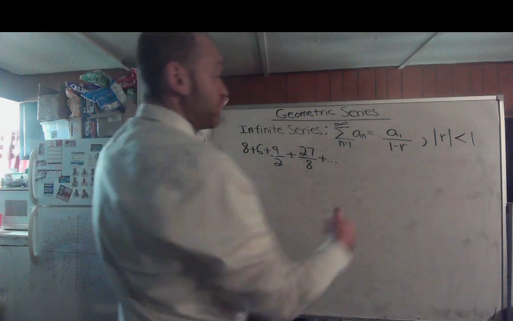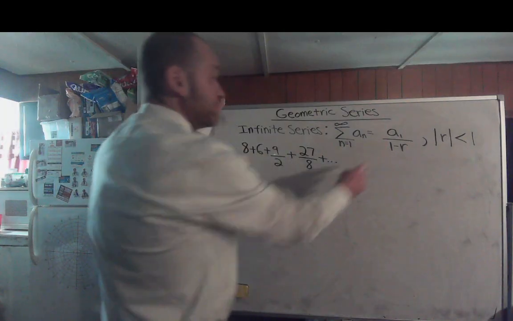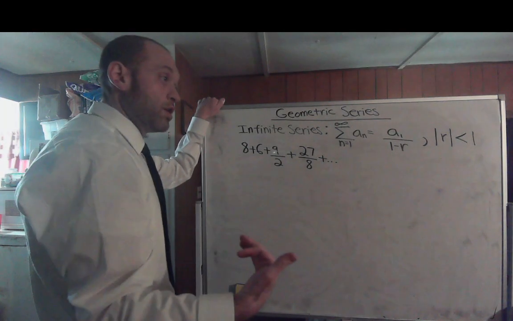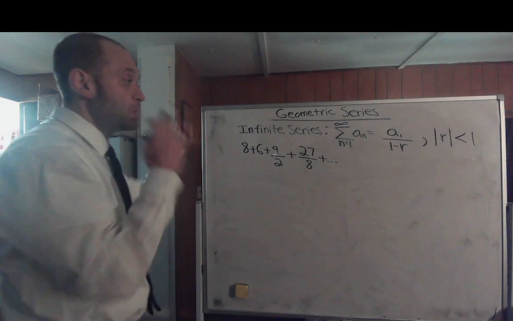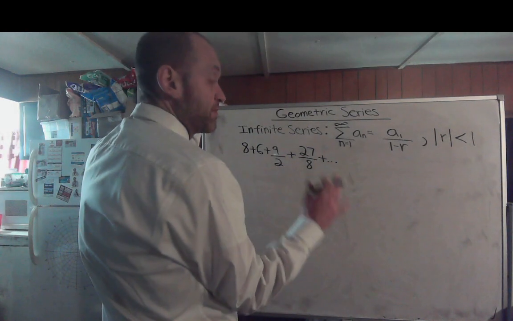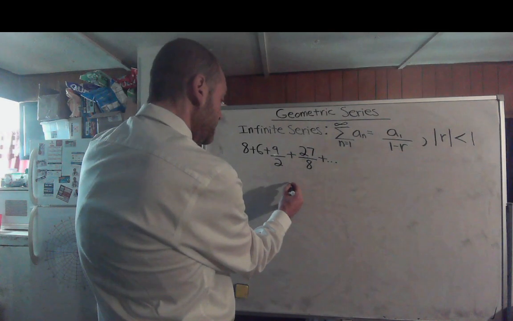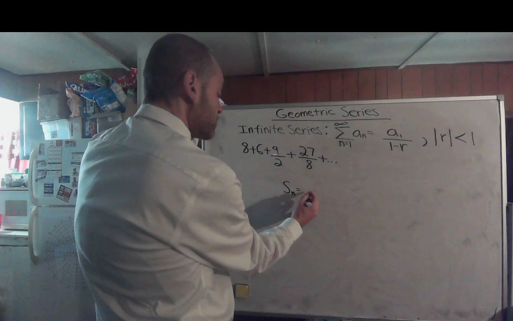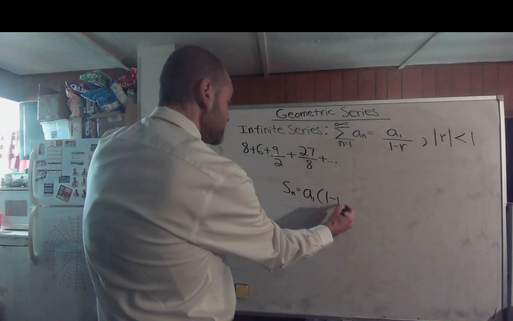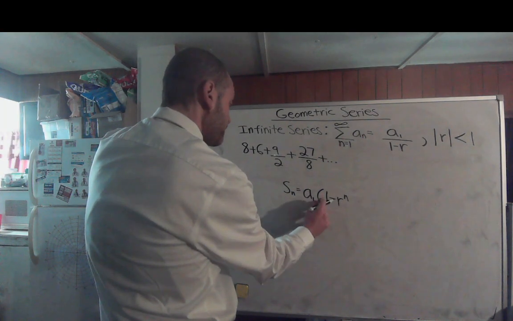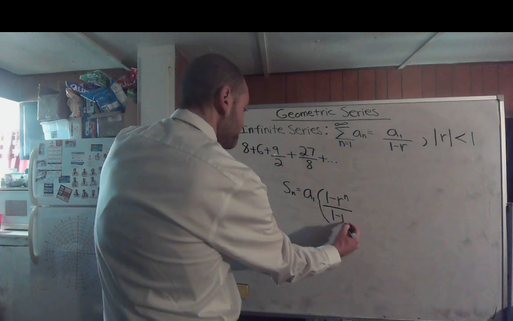And the formula for the sum is simply your first term divided by 1 minus your common ratio. Well, okay, let's derive it from the formula for the sum of a finite series. So we know the sum of a finite series, of course, is going to be a sub 1 times 1 minus r to the n, all over 1 minus r, right?